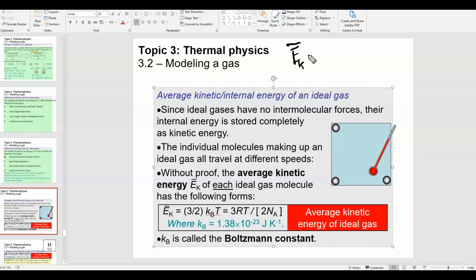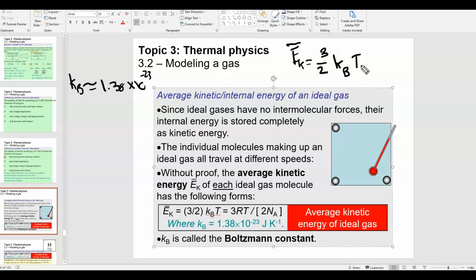The equation looks something like this. It's 3/2 times Kb, where Kb is a constant known as the Boltzmann constant. The value for the Boltzmann constant is approximately 1.38 times 10 to the negative 23, times the temperature of the gas in Kelvin.